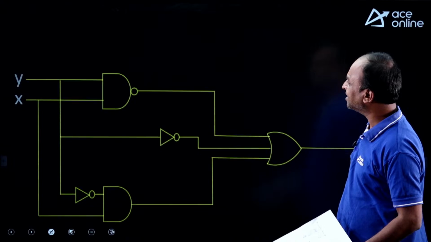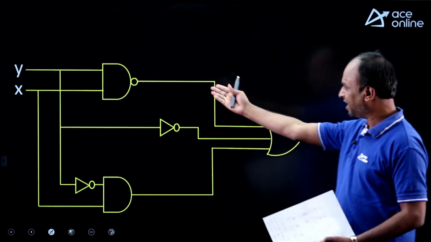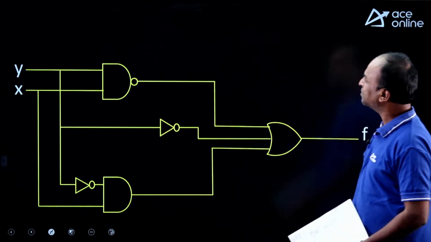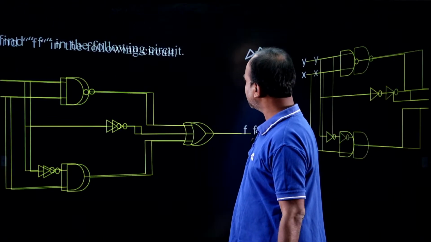Yes, dear friends, now this is digital logic. Logic gates, a very simple question with the OR gate, NAND gates, and NOT gate. Now what is the question? Observe here. What is the value of F in the circuit here? Simple, just observe.